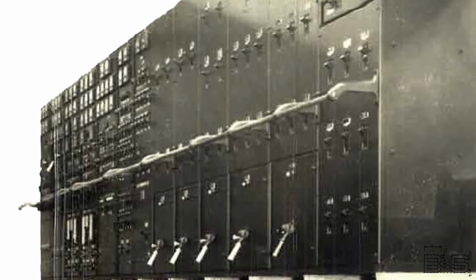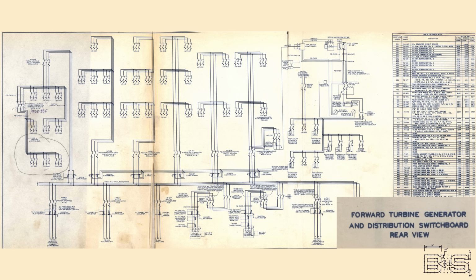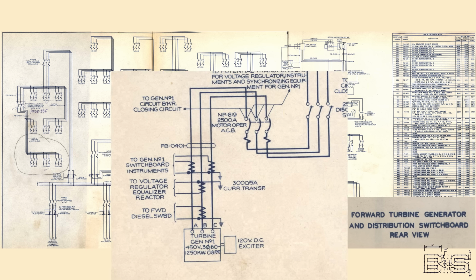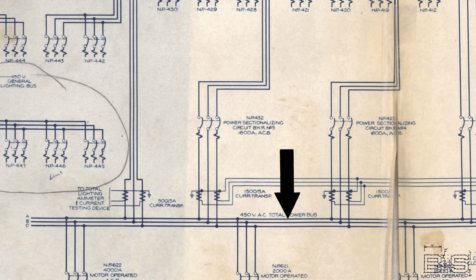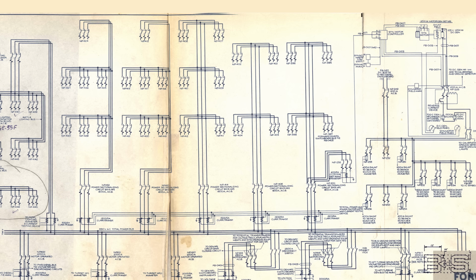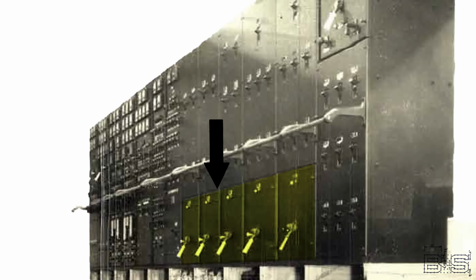Let's look at the wiring diagram for this board. As you can see, power from turbo generator 1 passes through metering coils and reaches a 2500 amp circuit breaker. Closing the circuit breaker will connect it to the total power bus. Among other things, this bus supplies power to circuits that are protected by these 1600 amp sectionalizing breakers.